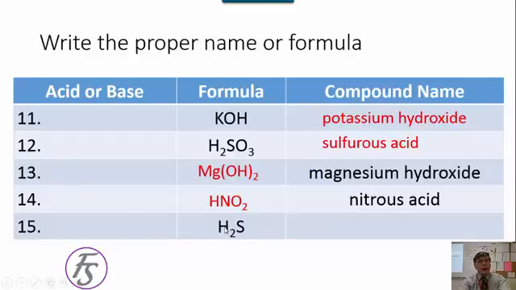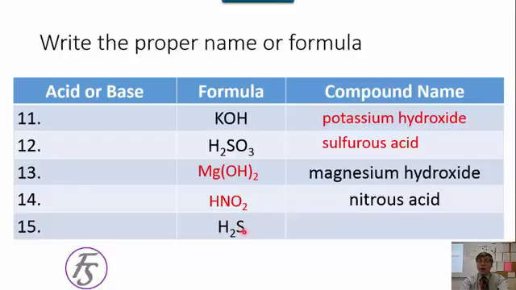Number 15, H2S. Now this has other names with other naming rules, like hydrogen sulfide. But when we name it with acid naming rules, we have to look and see that it is binary. There are only 2 elements here, hydrogen and sulfur. And so for binary acids, we start with the prefix hydro, and then we just append the name of the non-metal at the end.